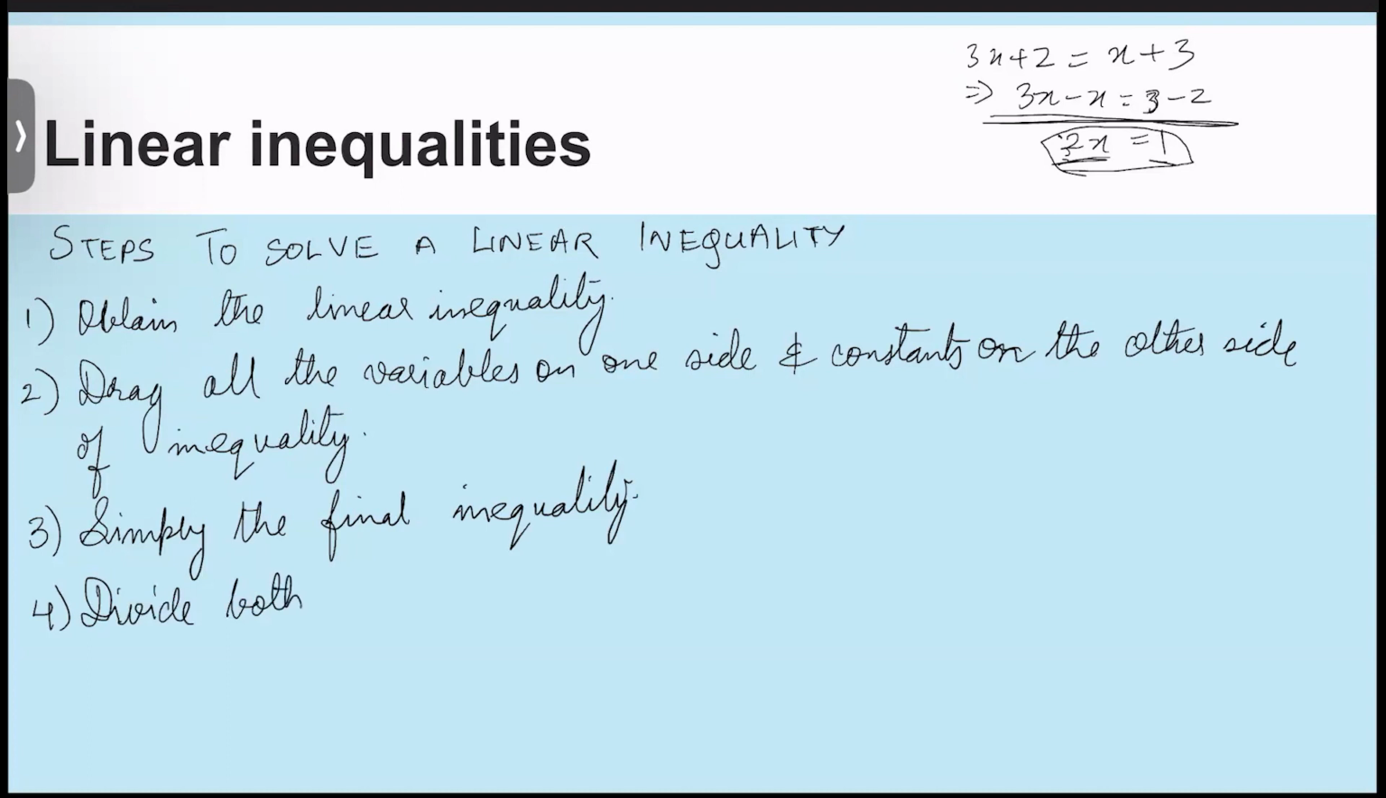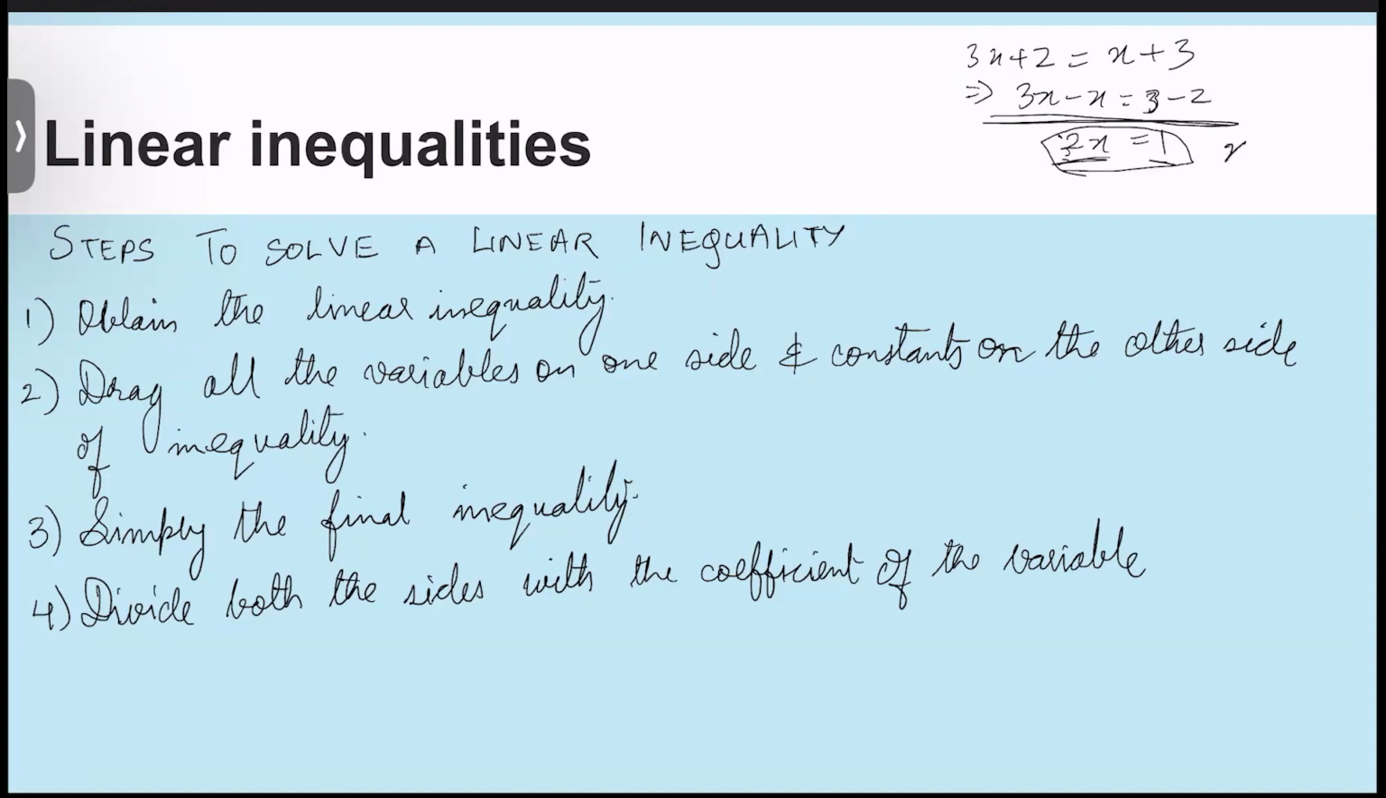both the sides with the coefficient of the variable. Okay, so similarly over here, when we have the equation 2x is equal to 1, divide both sides by 2, you are left with x is equal to 1 by 2. Okay, so this was easy for us to find. Similarly, even when you're solving linear inequalities, you can do that.